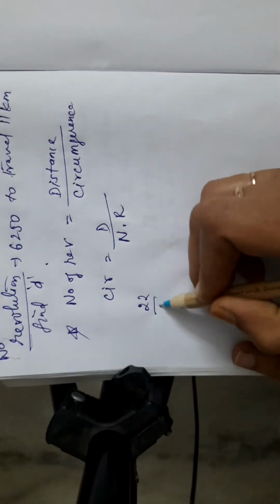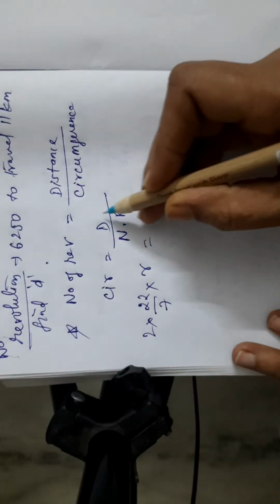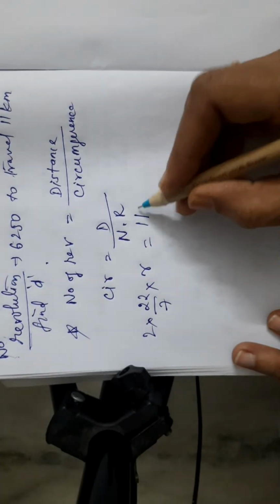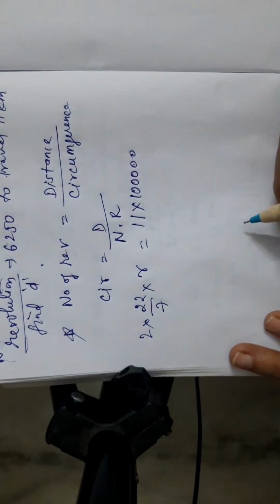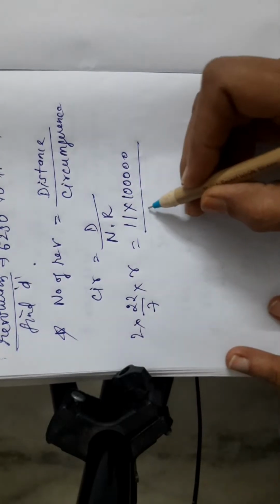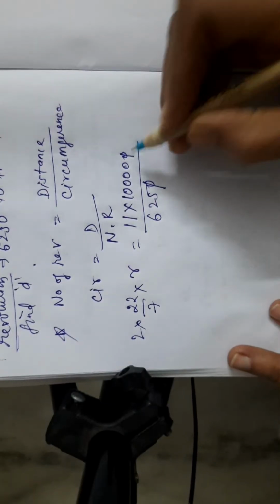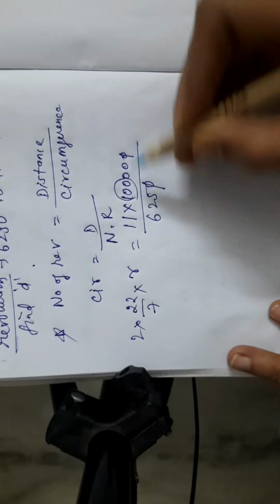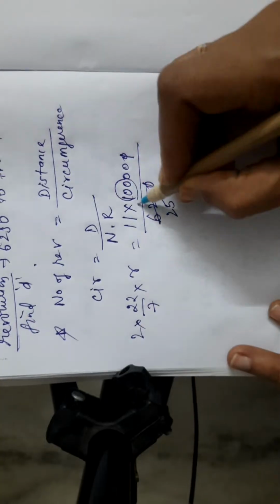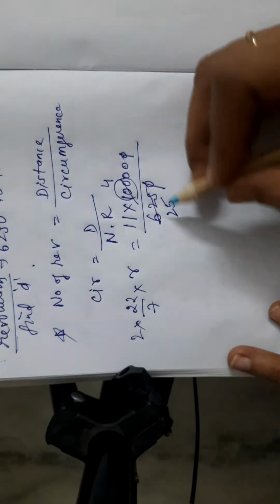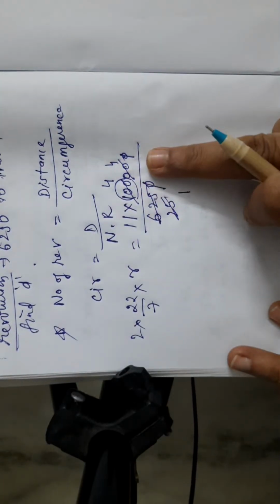Circumference formula is 2 pi r, with pi as 22 by 7. Distance is given as 11 kilometers. To convert kilometers to centimeters, I told you to put a total of 5 zeros. And the number of revolutions is given as 6,250. To make the calculations easier, use 100 at a time. 25 25s are 625, 25 4s are 100. Again 25 4s are 100. So consider this to be like 200s.